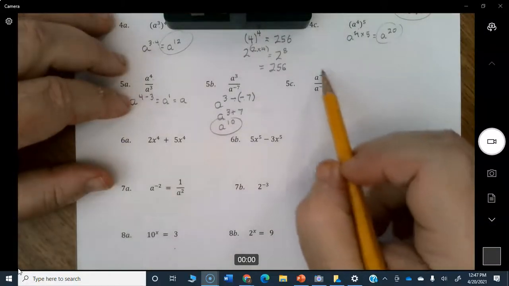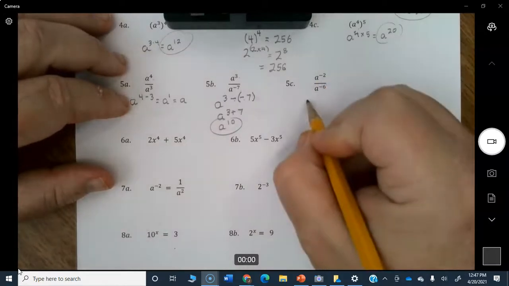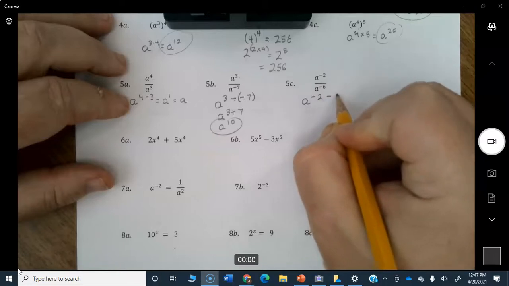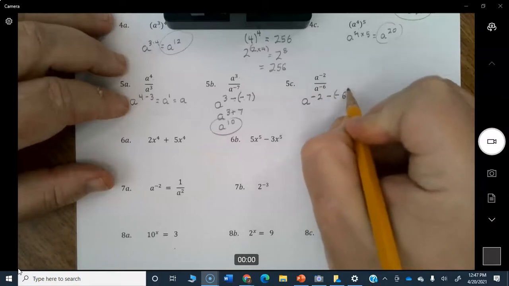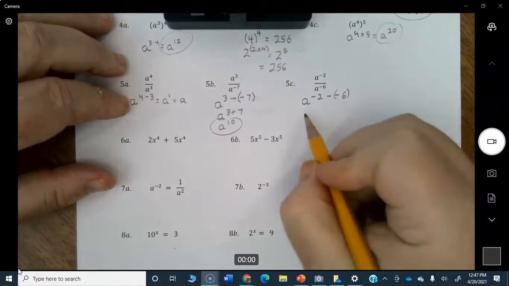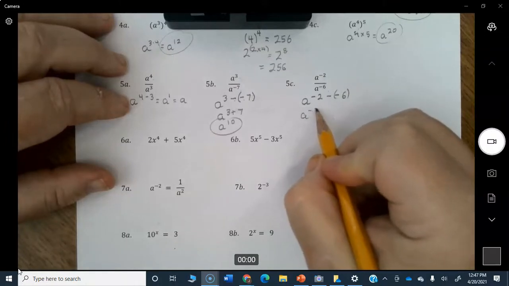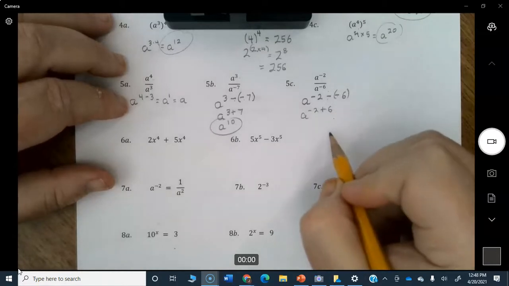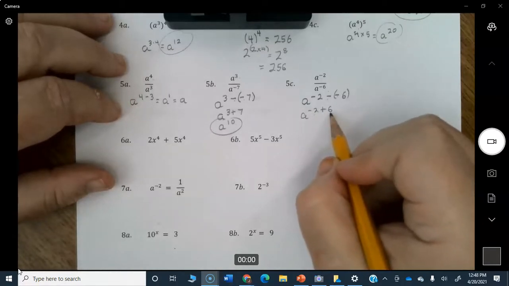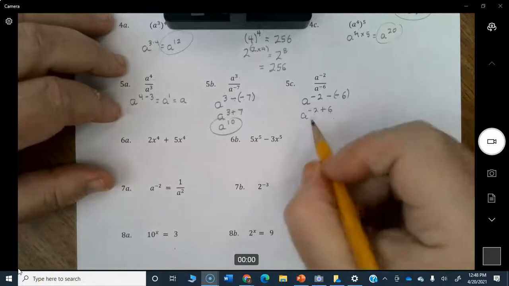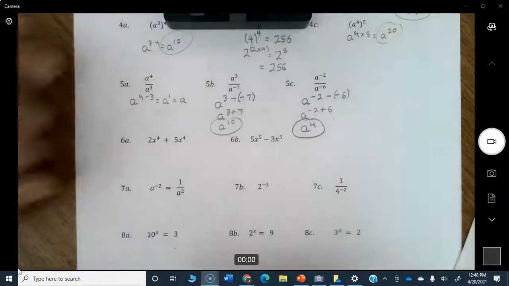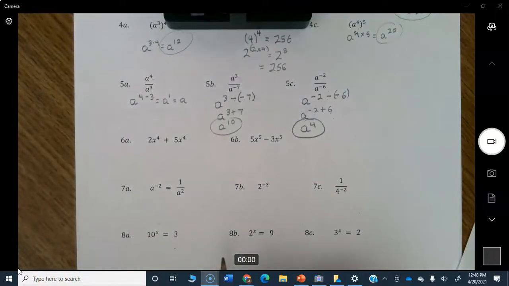Okay, finally this one. And you got a to the minus 2 minus negative 6. So that's equal to a to the negative 2, and the double negative becomes a positive 6. And negative 2 plus 6, or it's easier to think of it as 6 minus 2, is a to the 4th. Okay. All right, and that's the answer for that one.